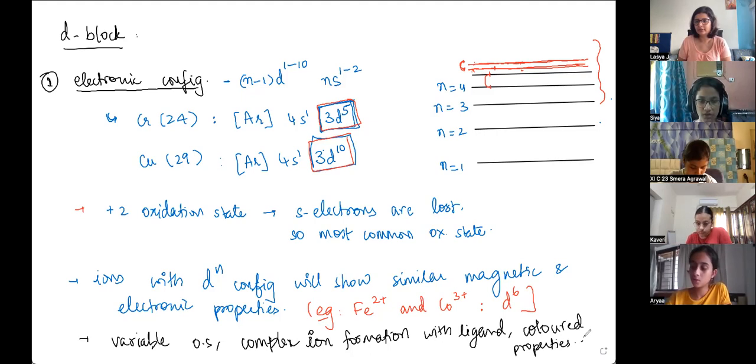What do you mean by variable oxidation states? Like they have different oxidation states. Yes, but +2 is the common one. Iron has +2 and +3. Copper has +1 and +2. Manganese has the maximum number: after +2, it has +1, then +3, +5, +7, all of it. Chromium has +2, +4, +6.